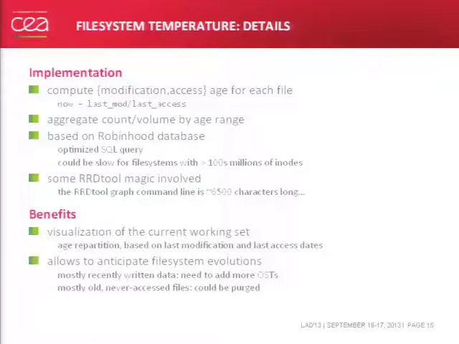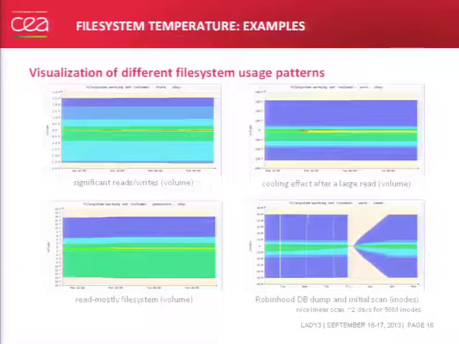For instance, if we see that the data is mostly recently written data, we need to expand the file system. If it's never touched or very old data mainly, we could purge some old files and regain some space. It's useful. Some examples. Here, it's a graph in volume where we can see significant reads and writes.